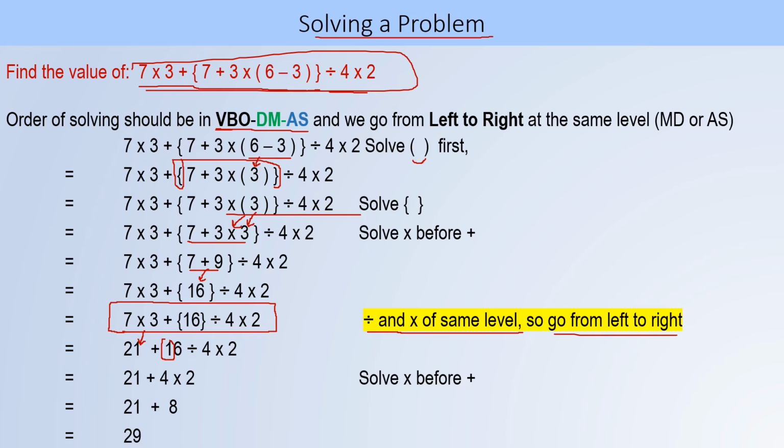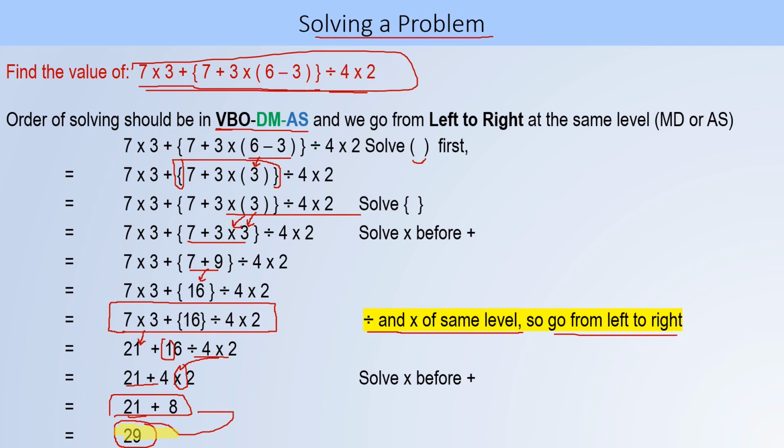By doing that, we got 7 multiplied by 3, which is 21, and here we solved the division 16 divided by 4, which gave us 4. So we are left with 21 plus 8, and now we solve the addition. 21 plus 8 gives us 29, and that is our answer here. Okay, so that's how we have to use the VBODMAS rule, or acronym, or order of operations, you can say.